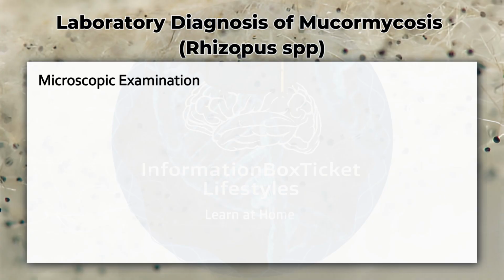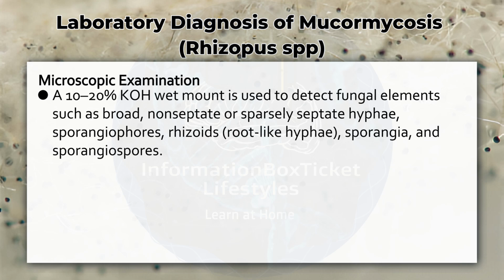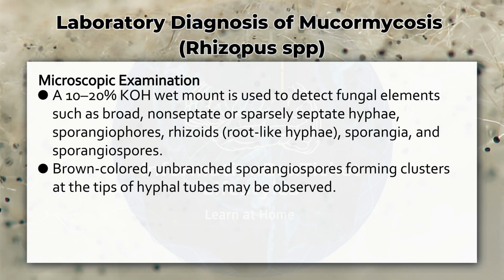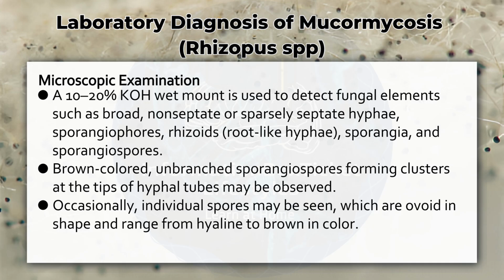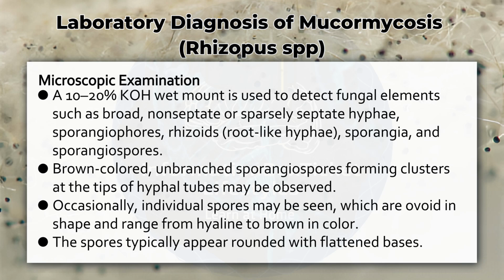Microscopic examination. A 10 to 20% KOH wet mount is used to detect fungal elements such as broad, non-septate or sparsely septate hyphae, sporangiophores, rhizoids, root-like hyphae, sporangia, and sporangiospores. Brown-colored, unbranched sporangiospores forming clusters at the tips of hyphal tubes may be observed. Occasionally, individual spores may be seen, which are ovoid in shape and range from hyaline to brown in color. The spores typically appear rounded with flattened bases.